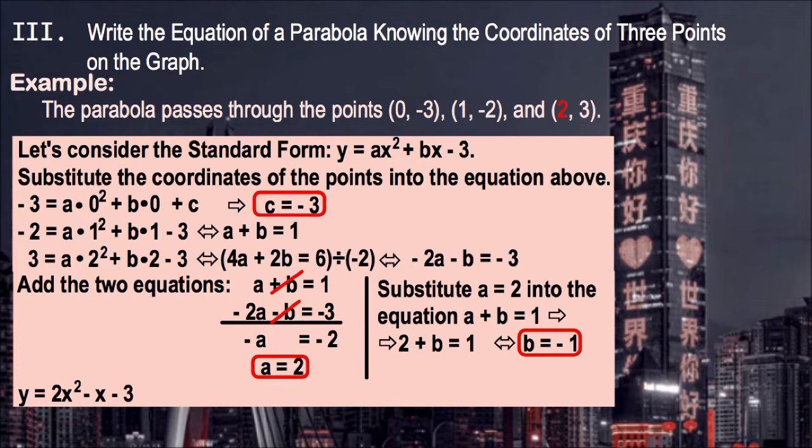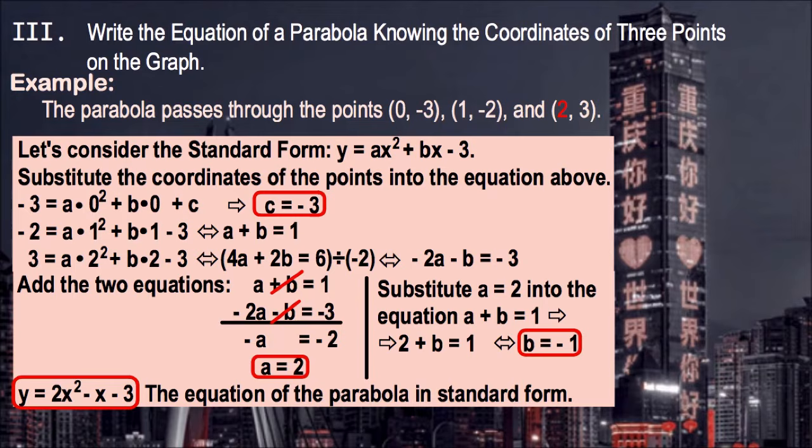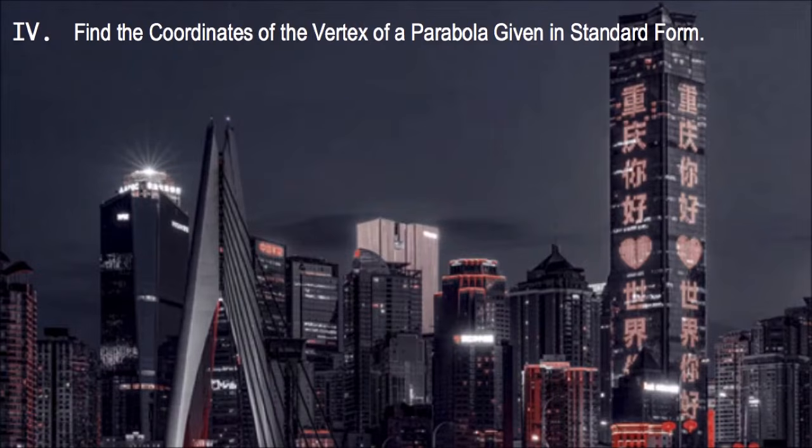Now that we know a, b, and c, we can go back to the standard form and substitute that all in to obtain y equals 2x squared minus x minus 3, which is the equation of the parabola in standard form. Now, let's find the coordinates of the vertex of a parabola given that we know its standard form.